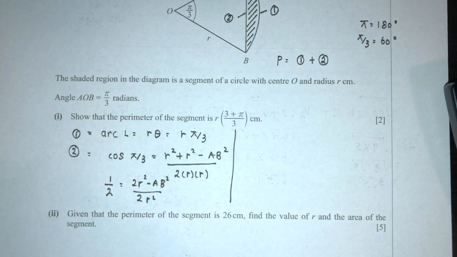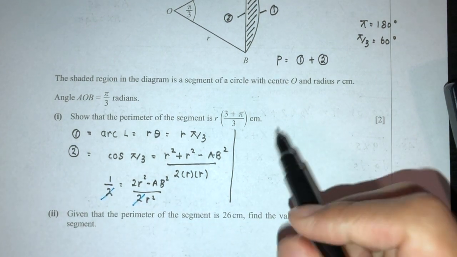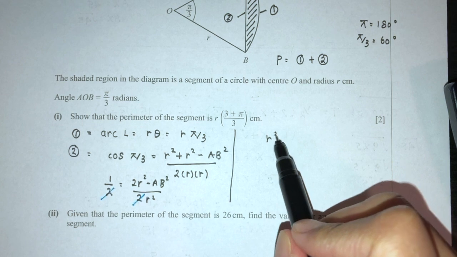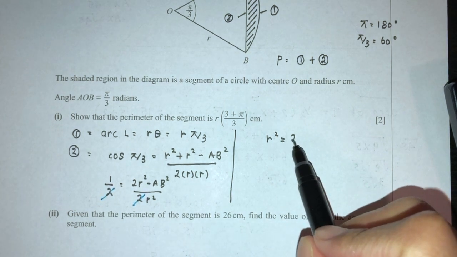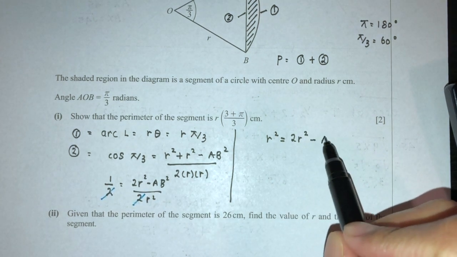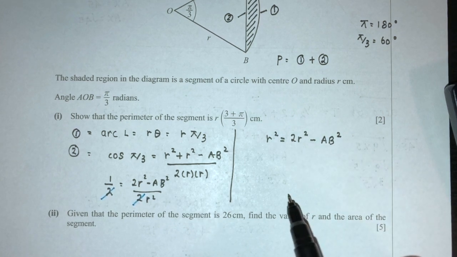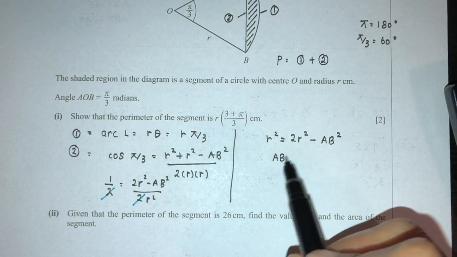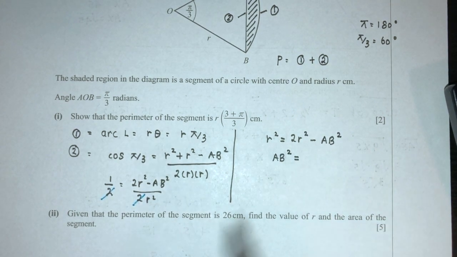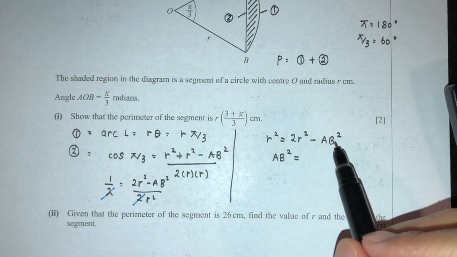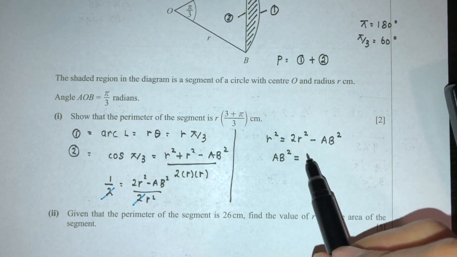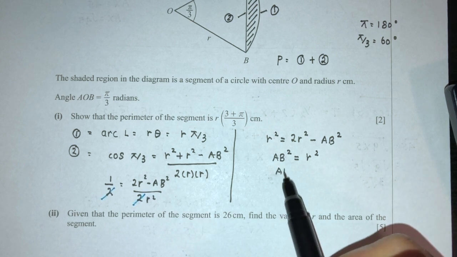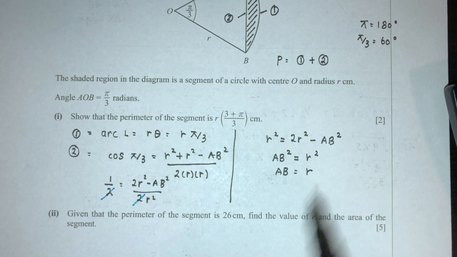So these two will cancel out, and then we can just cross multiply. You will have r square equal to 2r square minus AB square. Now AB square is equal to r square. So AB has to be r.